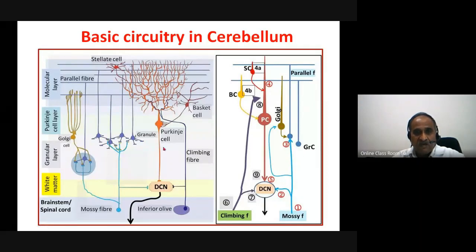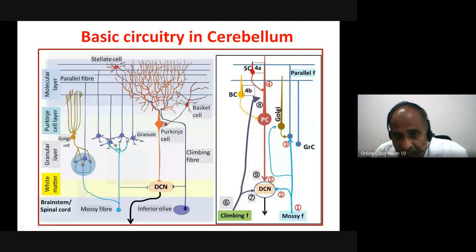these Purkinje cell dendrites, and they will try to sum up, and they will try to inhibit the deep cerebellar nucleus. Now, simultaneously, they will also activate the stellate cells and the basket cells, and these stellate cells and basket cells produce a feed-forward inhibition. They are also thought to produce lateral inhibition.